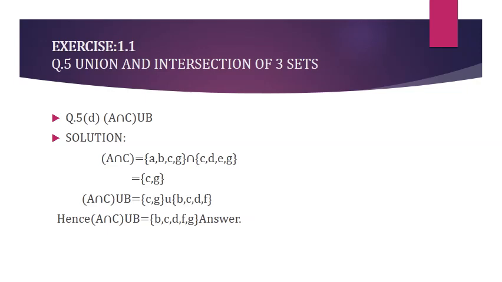Now in the second last step, we shall find (A intersection C) union B. First I have written C, G, that is the answer of A intersection C, and B, C, D, F, that are the elements of set B, and in between the two brackets the symbol of U, that is union. Now finally we shall unite the two and we shall get the answer of (A intersection C) union B, that is B, C, D, F, G. Here C is common, but we shall write C once and write in order, that is B, C, D, F and G is our answer of question number 5, D part.